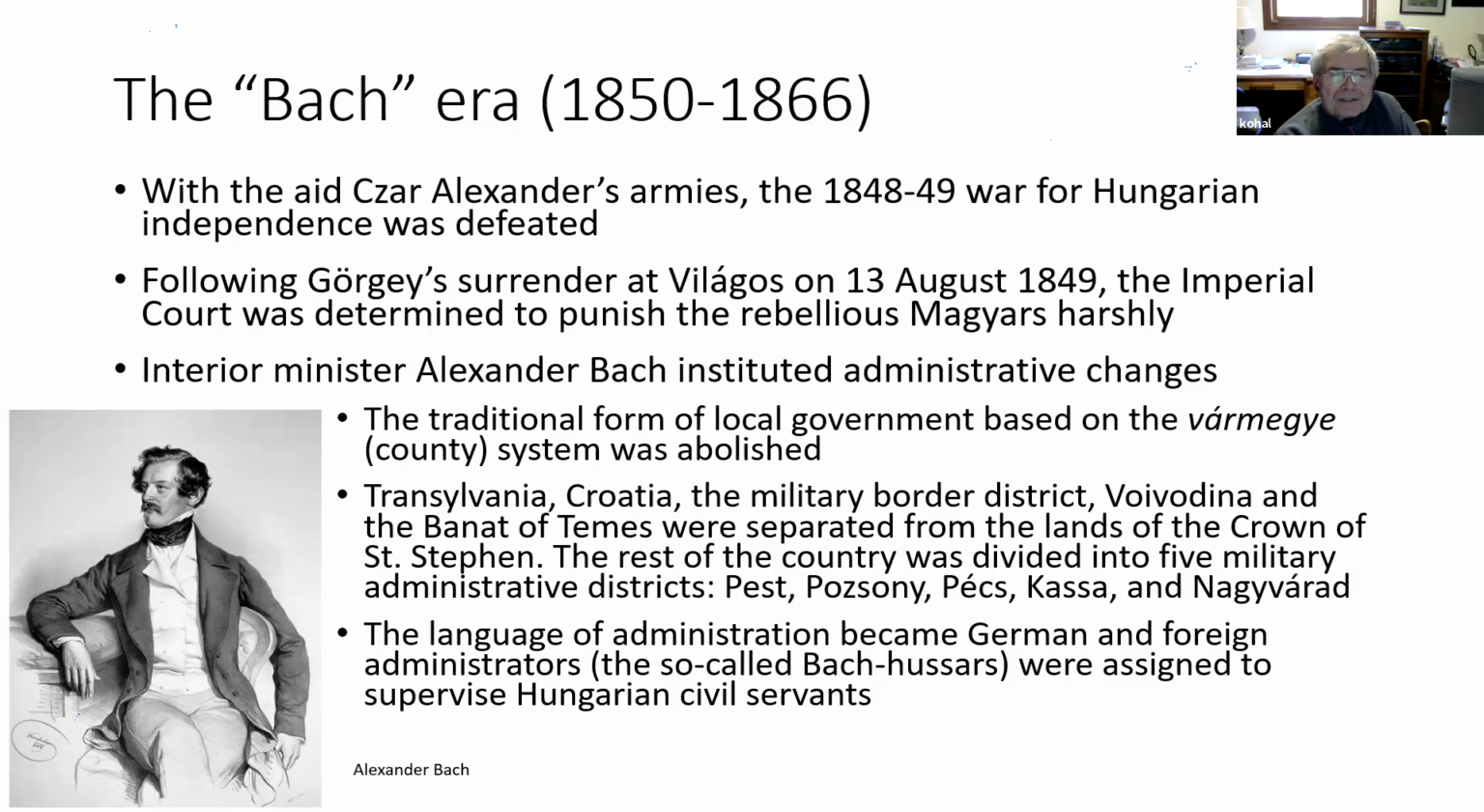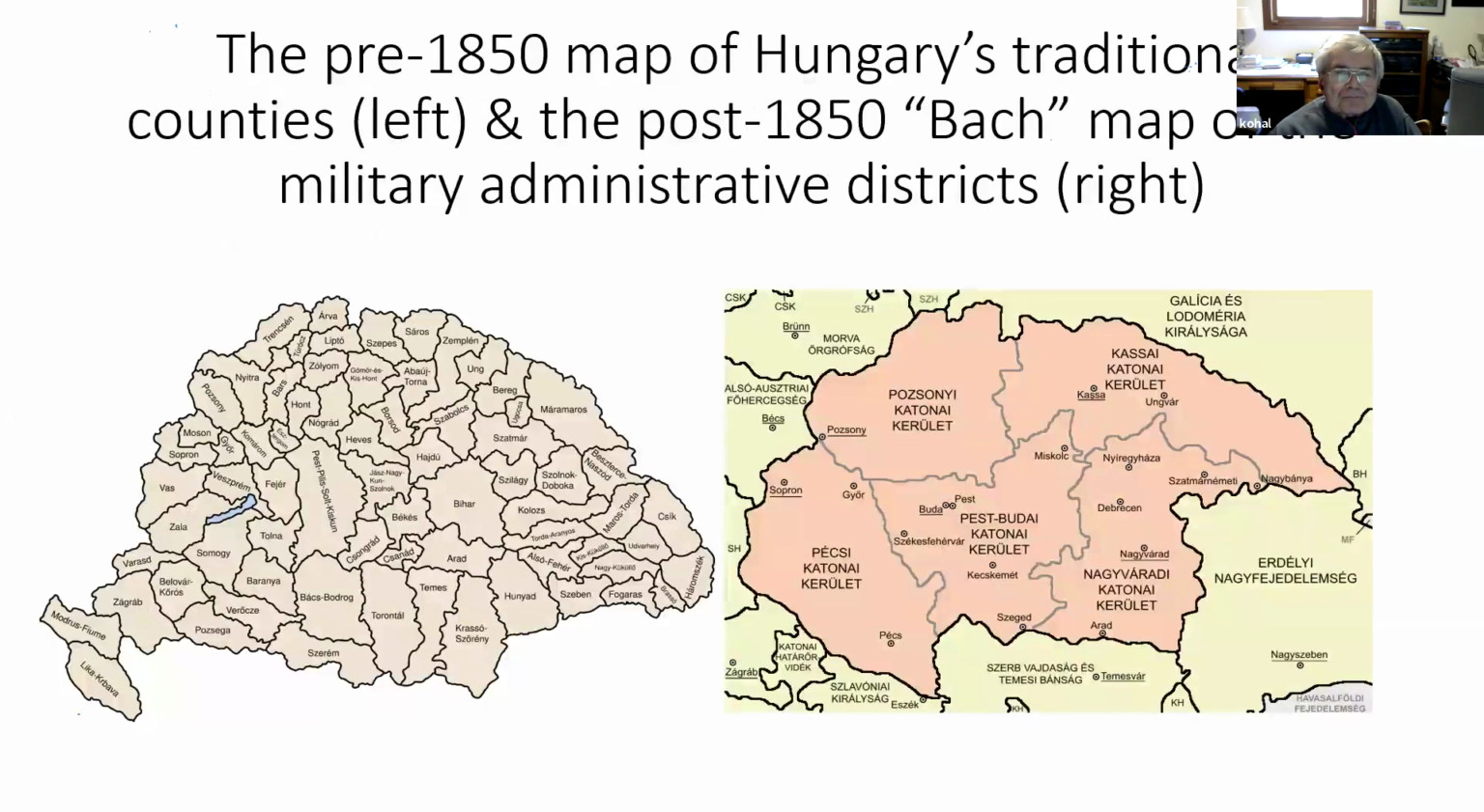These guys earned the derisive nickname of Bach Hussars. They were assigned to supervise the Hungarian civil servants. So basically, the next slide shows the traditional county system based on the vármegyes. They were pretty irregular and differed in size, but local issues were always administered through a compact neighboring area. So on the right side is what Bach did to Hungary.